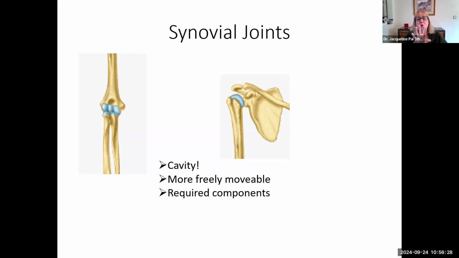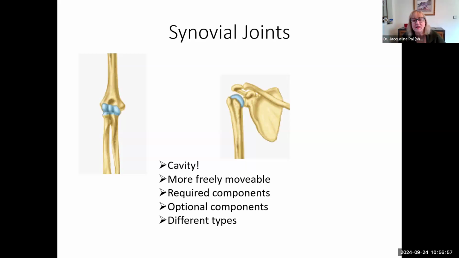Now, there are going to be required components for this joint, and then there are going to be some options. So, kind of think like in an automobile, there's required components. You must have an engine, you need some sort of steering component, you need some sort of brake. And then there's options, air conditioning, a radio. Those are options.